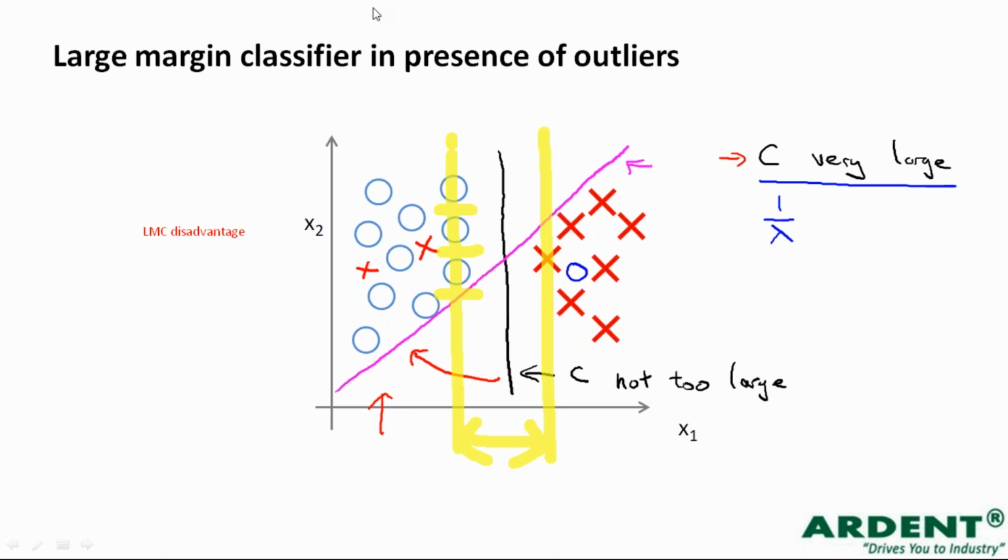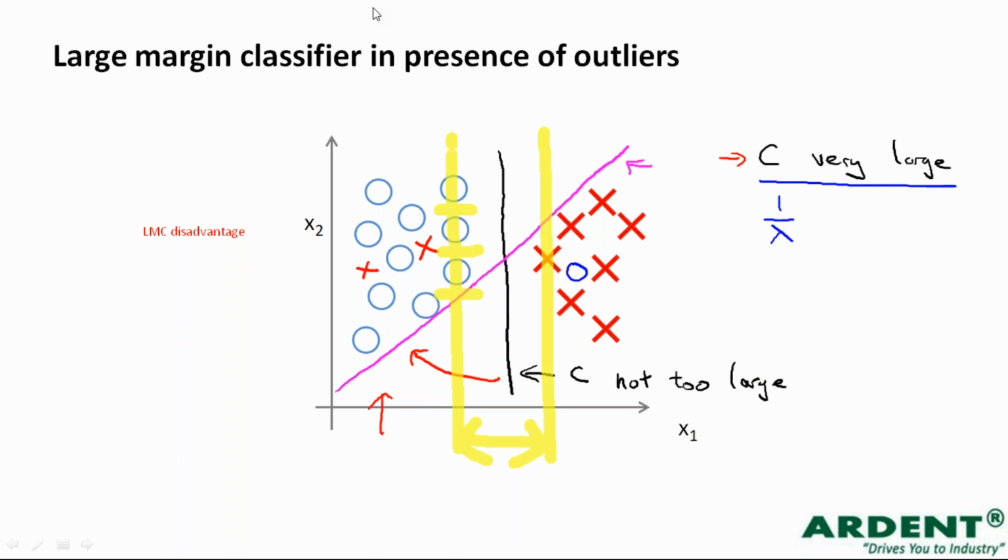separating hyperplane. So which one is good? Larger margin separating hyperplane or narrower margin separating hyperplane? Tell me, which one is good? Large margin separating hyperplane or narrow margin separating hyperplane? Which one is good? Large margin? Obviously large margin.